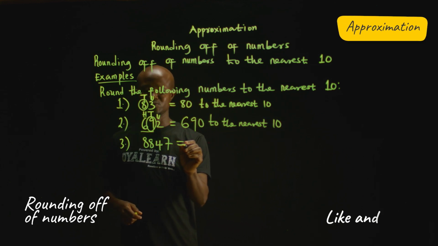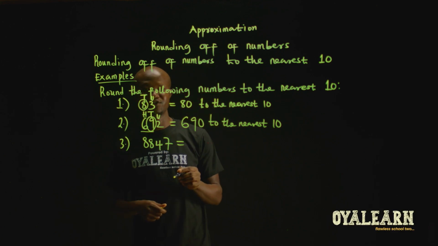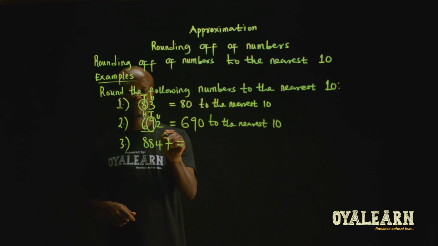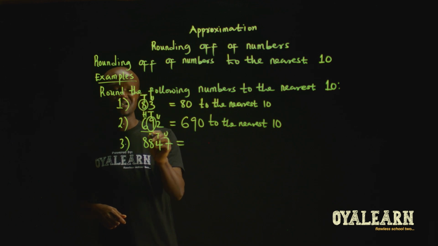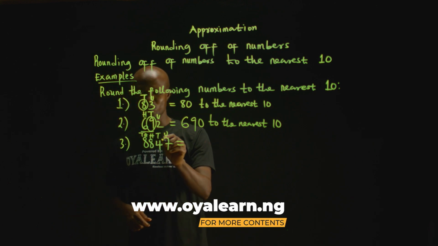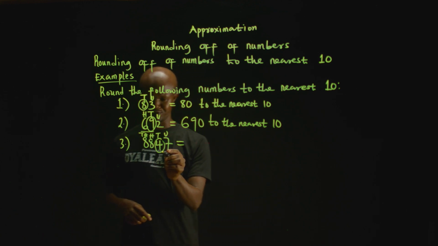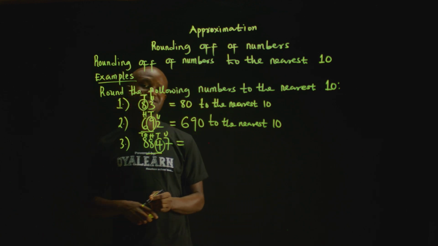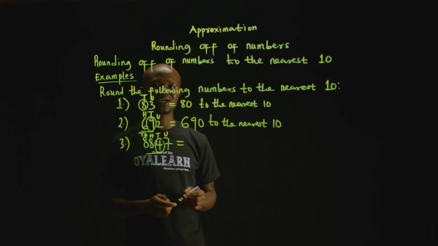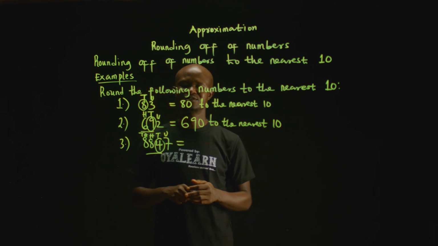The third one, we have 8,847. If you apply hundreds, tens and units, we have units, then we have tens. This is hundreds, then we have thousands. Where do we have tens? Tens is on top of 4. Then we are considering 884. Specifically, we are considering 4 in order for us to have our approximate value.